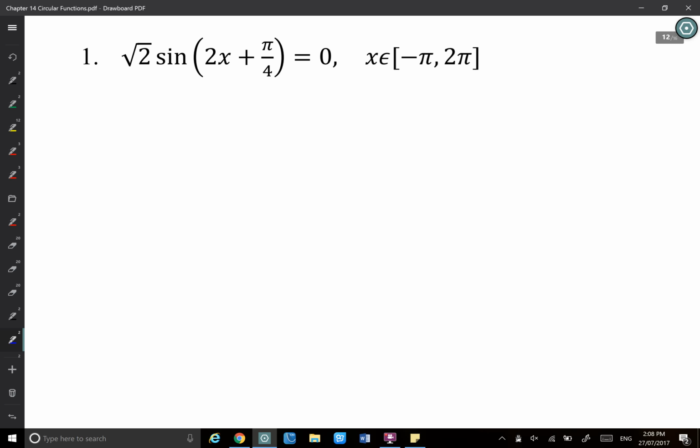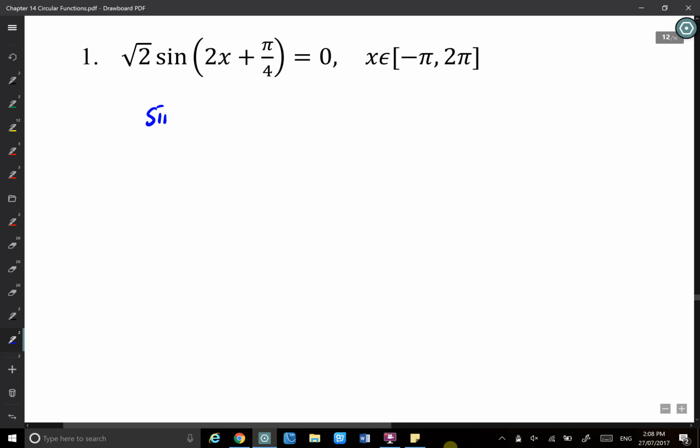The first thing I want to do is I want to know sine bracket equals to what? Don't worry about the constant. You move every constant coefficient to the right hand side. So you will have sine 2x plus pi over 4 equals to 0.